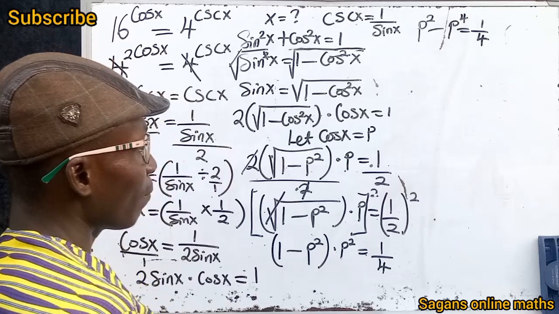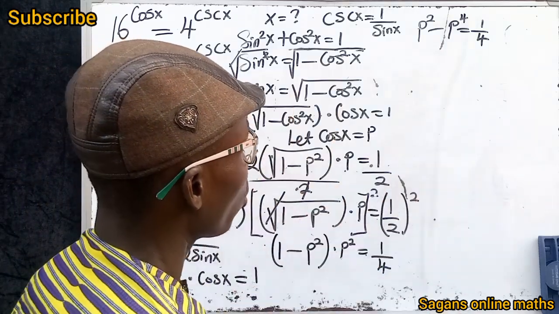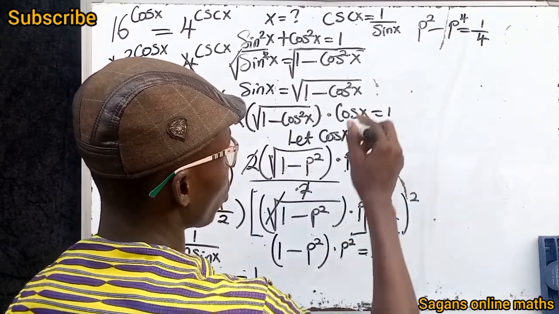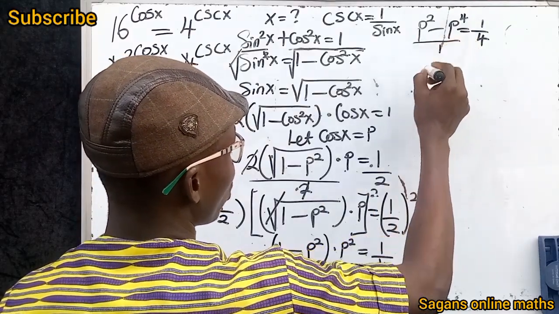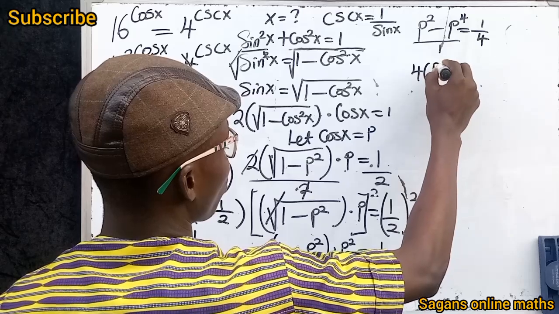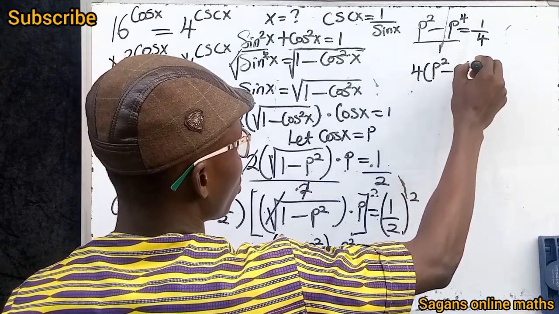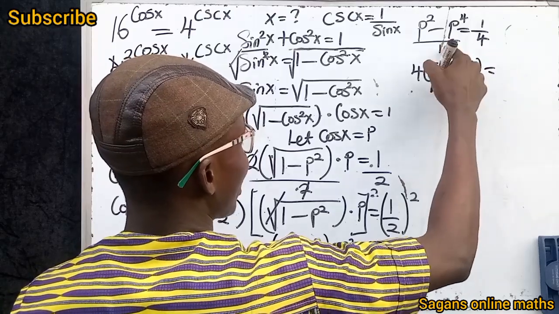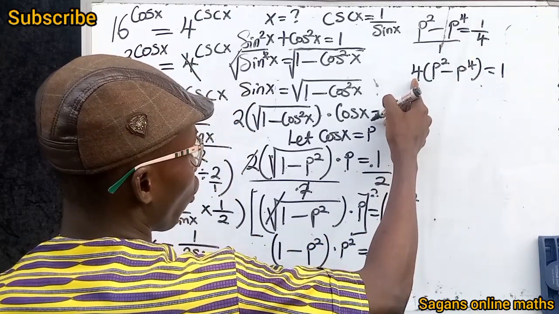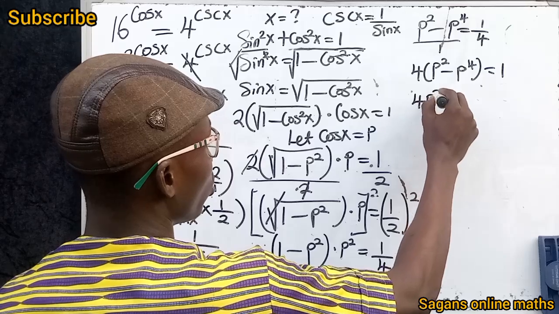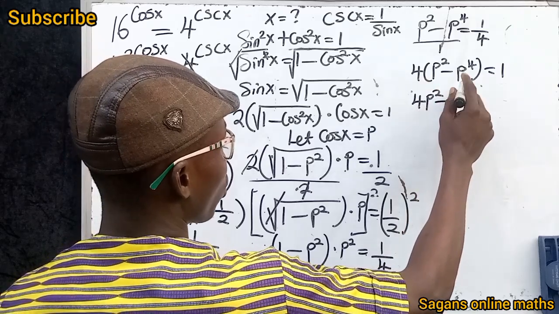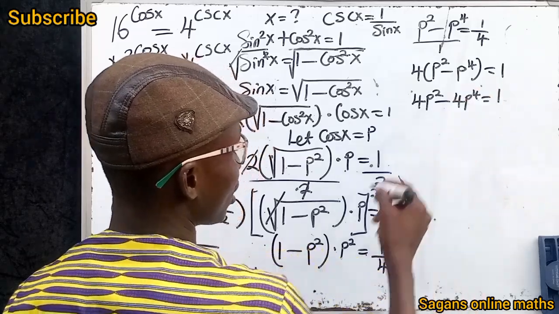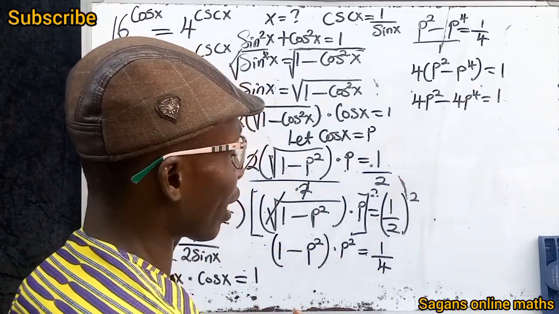Now let's multiply through by 4, or let's cross multiply. Either way, you can either multiply through by 4 or cross multiply. If you cross multiply, the denominator here is 1. So 4 times p raised to the power of 2 minus p raised to the power of 4 equals to 1 times 1, which gives us 1. So 4 multiplied by this, we have 4p raised to the power of 2. 4 times minus this, we have minus 4p raised to the power of 4, equals to 1. Wow, you can see that we are getting to a quadratic equation.